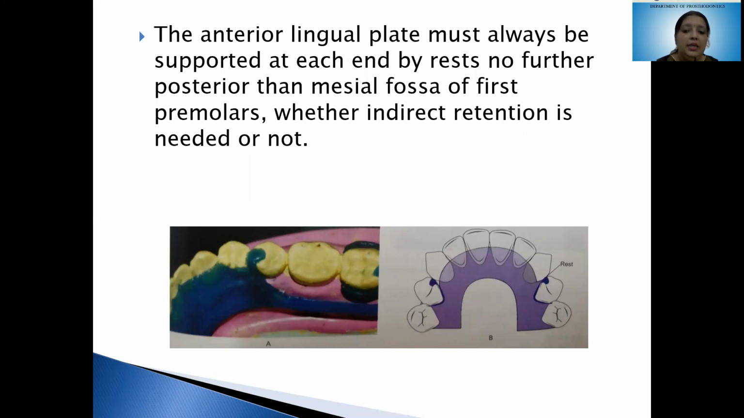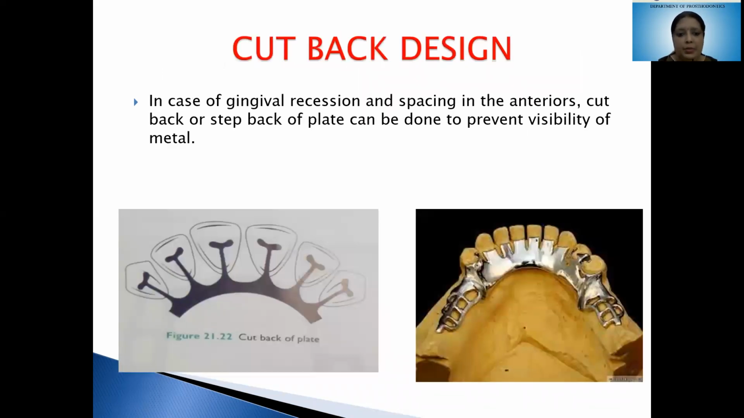And the anterior lingual plate on both sides is always supported by a rest on the mesial fossa of the first premolar. This also provides indirect retention. Okay, so this is a compulsory fact. The lingual plate should not extend beyond the first premolar. It should be supported by a rest on the mesial fossa of the first premolar.